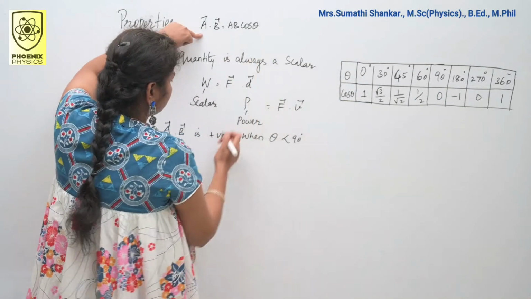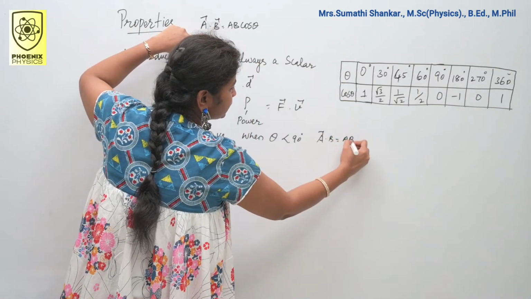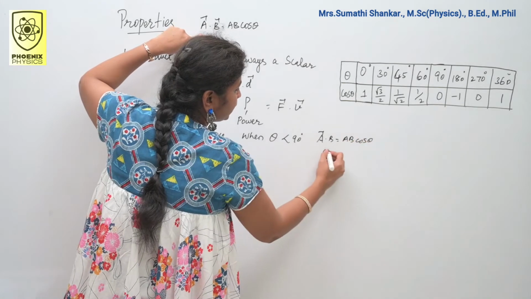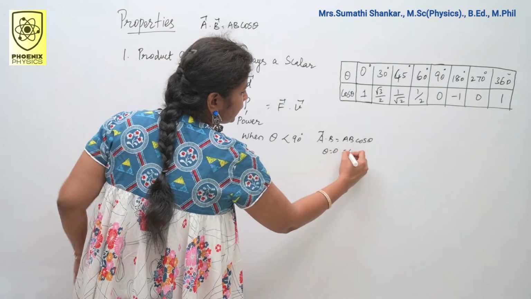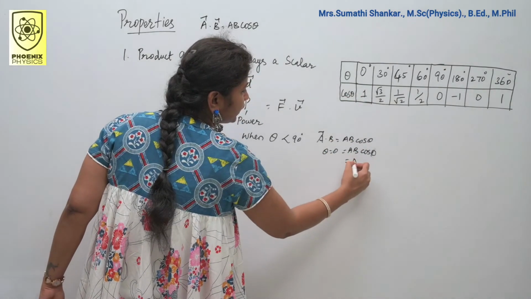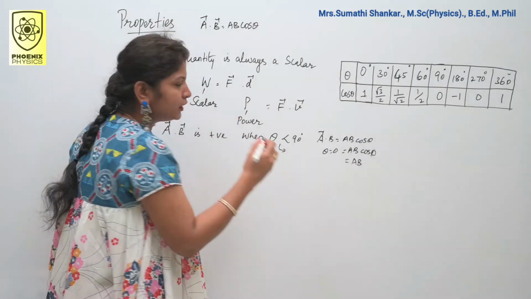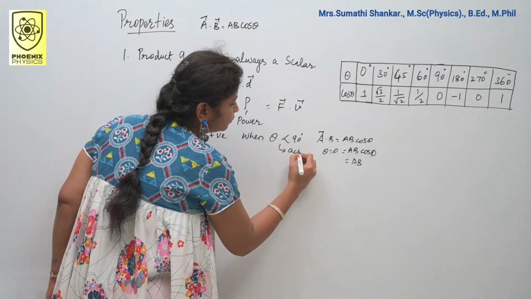A dot B is positive. For example, A dot B is equal to AB cos theta. Substituting theta equal to 0, we get AB cos 0. What is cos 0? 1. So you get A dot B equal to AB. We can say that the angle is an acute angle.